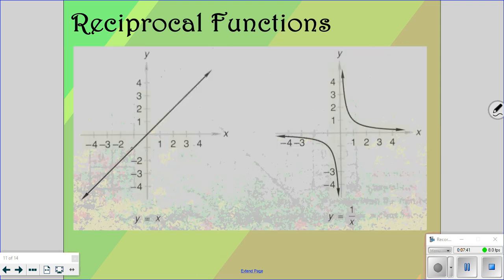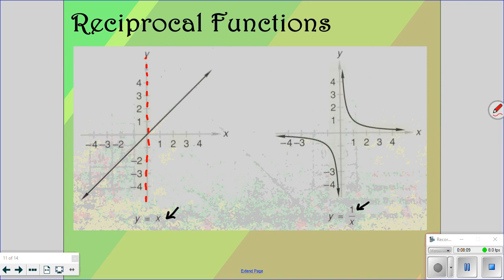So this is the original function, y equals x. If we take the reciprocal of x, that is 1 over x. And this is the graph of the reciprocal, y equals 1 over x. So the way that you do reciprocal functions, everywhere it crosses the x-axis, you're going to put a vertical asymptote. So we're going to put a vertical asymptote right here.